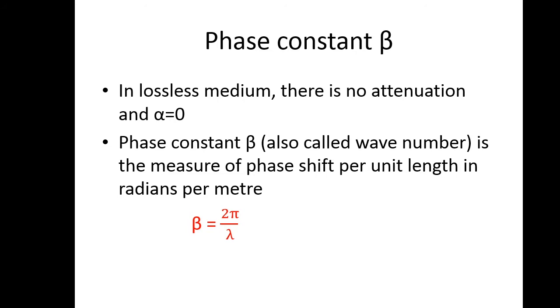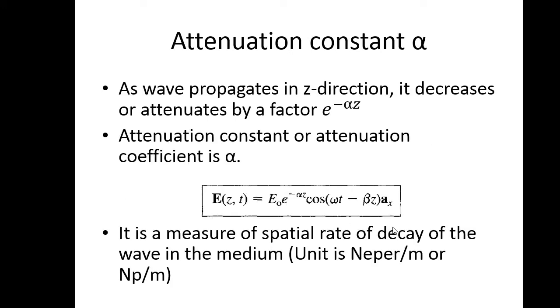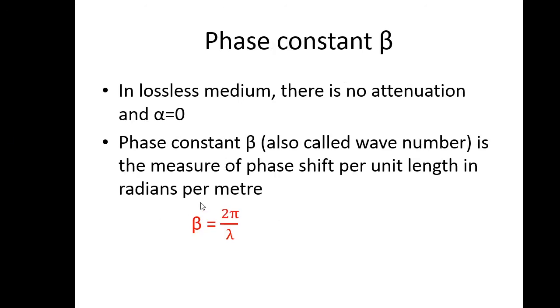And now coming to phase constant. Phase constant is the measure of phase shift per unit length, and the unit is radians per meter, and the unit of attenuation constant is Neper per meter. Neper per meter is the unit of attenuation constant alpha, and the unit of phase constant beta is radians per meter. Okay, and beta, the equation is 2 pi by lambda. So it is also called wave number, 2 pi by wavelength. So it's also called wave number, phase constant.